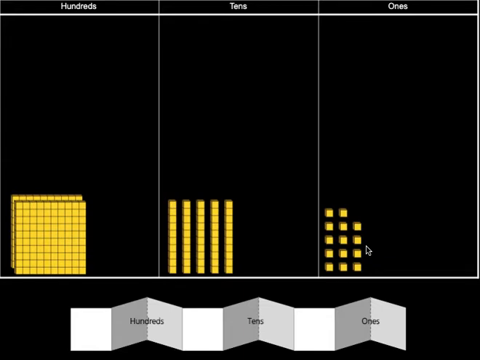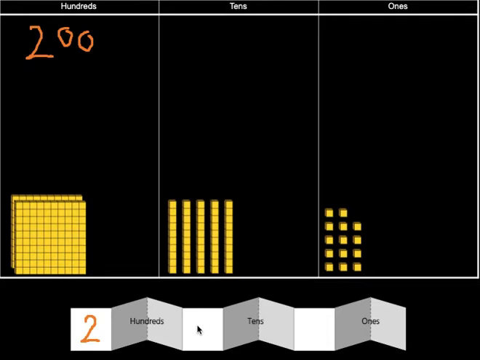Well, I'm going to try and fill in my number expander that we have down here. So we have two hundreds blocks, so I'm going to put a 2 in the hundreds place, but don't forget, 2 hundreds blocks is the number 200, right? We don't want to forget that. Okay, now let's look at our tens.